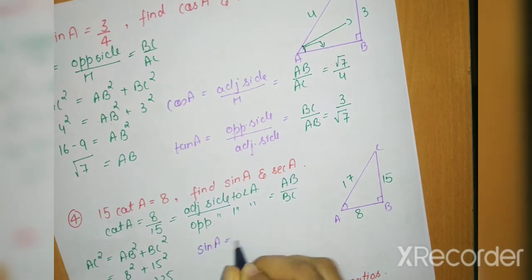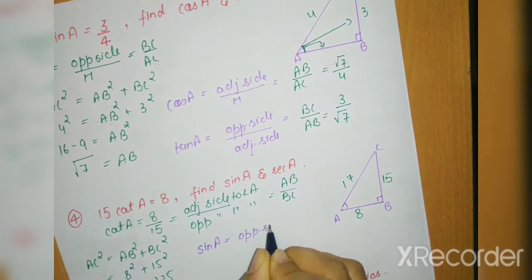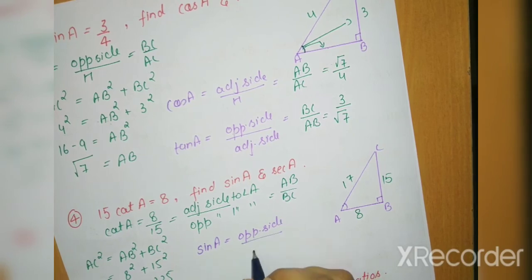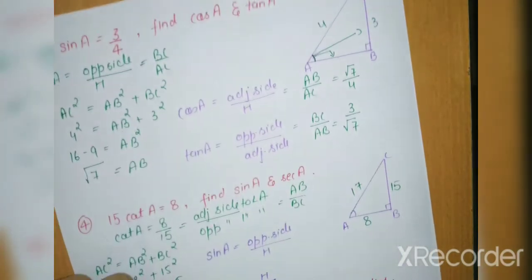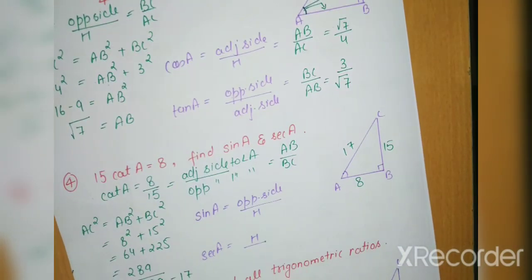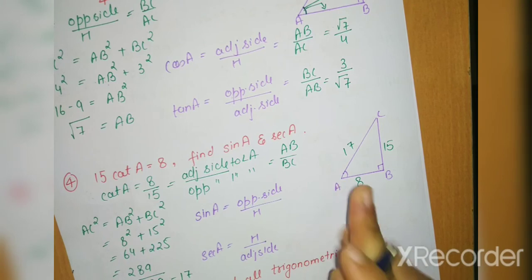Sine A I know, that is opposite side to angle A by hypotenuse. And what is sec A? Sec A means h by... sec is a reciprocal of cos, okay, and cos is what? Adjacent side by hypotenuse. Just make it reverse. Here I'll get hypotenuse by adjacent side to angle A, because we're talking about angle A, right?